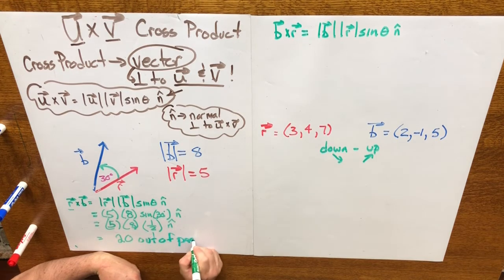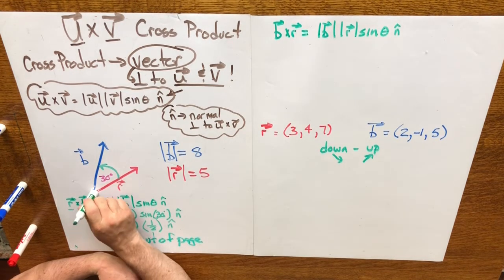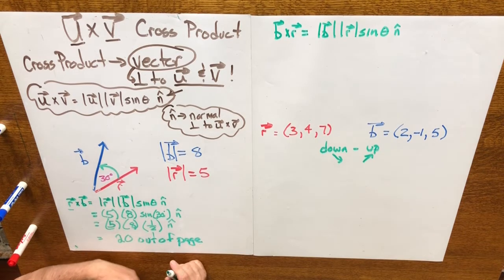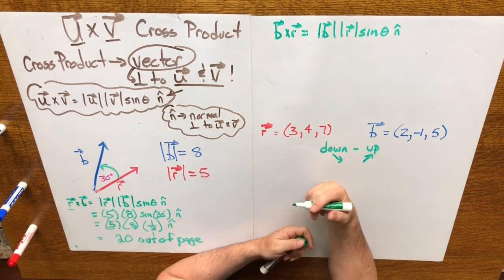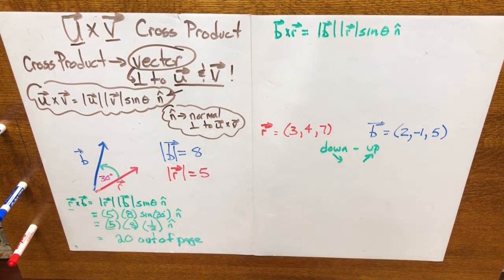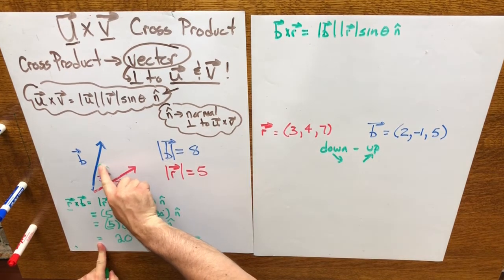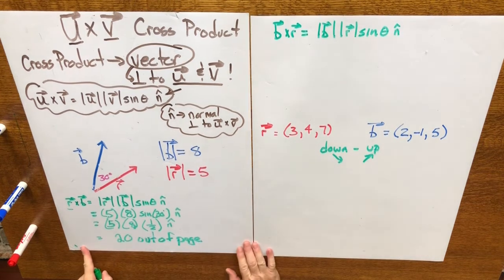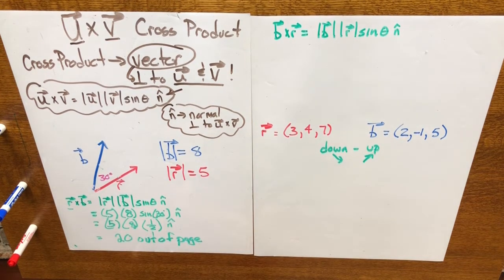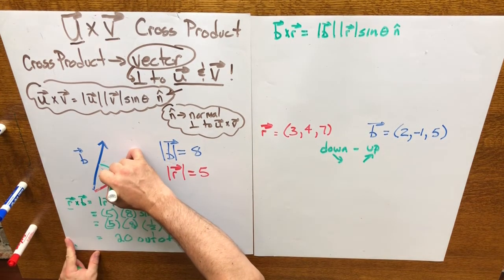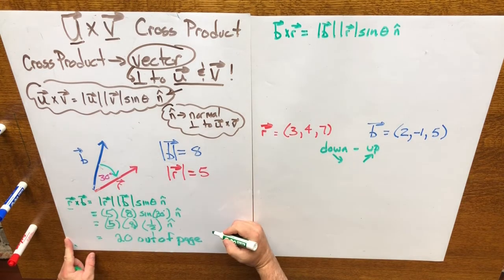So the magnitude is 20 and the direction is perpendicular to these two, out of the page. Up here we're doing a similar idea, but this time we're going backwards. So that means I've got to erase this arrow right here, and B cross R means you start at B and you go towards R in this direction.